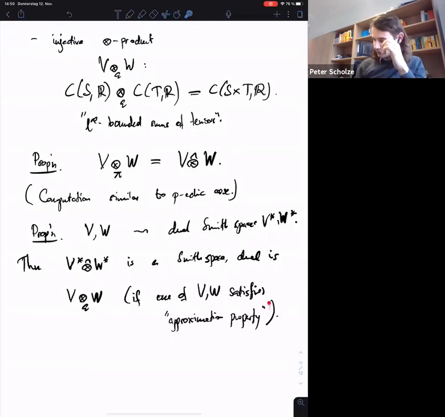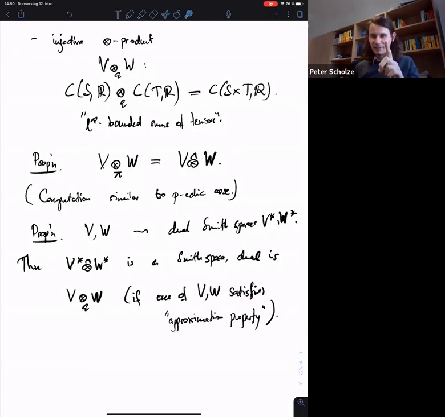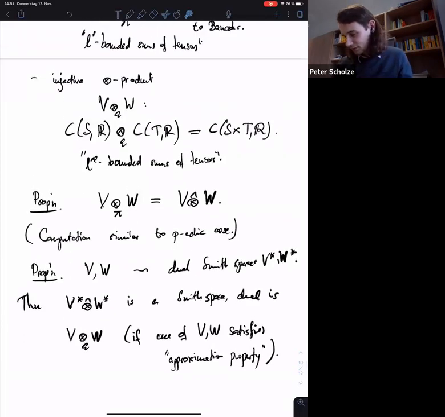I don't want to recall what the approximation property is, but I do want to recall that it took a long time for people to find any Banach space that does not have this property. So virtually all Banach spaces that you ever care about have the approximation property. This means that the injective tensor product is just what you get by taking the same tensor product on m-complete condensed R-vector spaces, but using it under the duality with Smith spaces. This recovers that the continuous functions on S are dual to the measures on S, and similarly for T. And if you tensor the measures on S and on T, you of course get the measures on S times T.